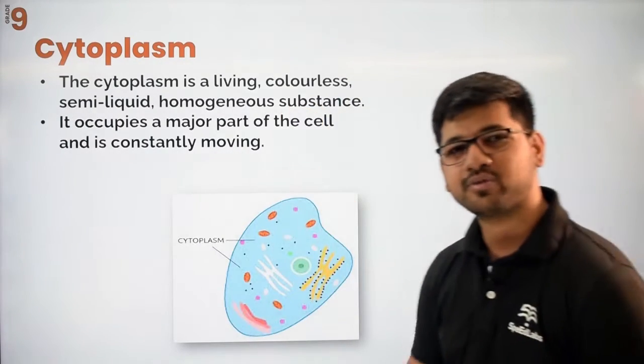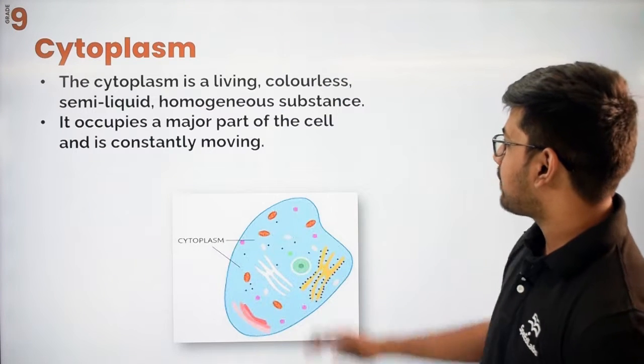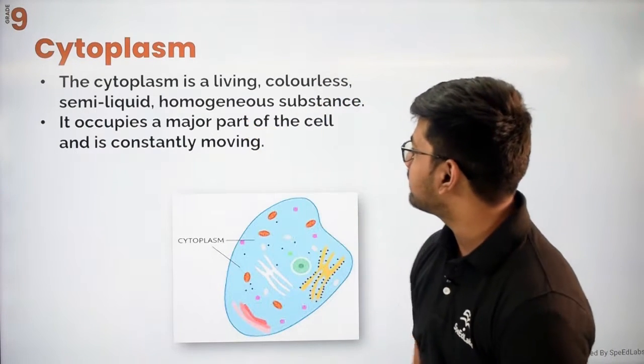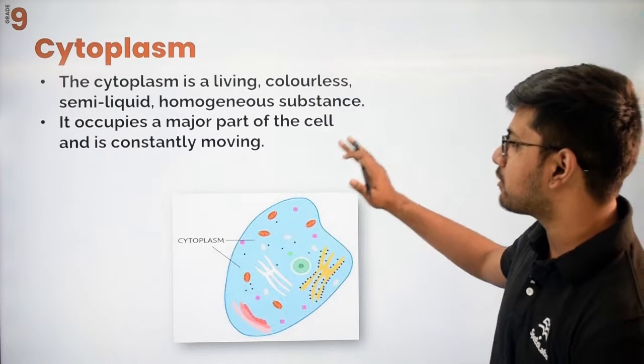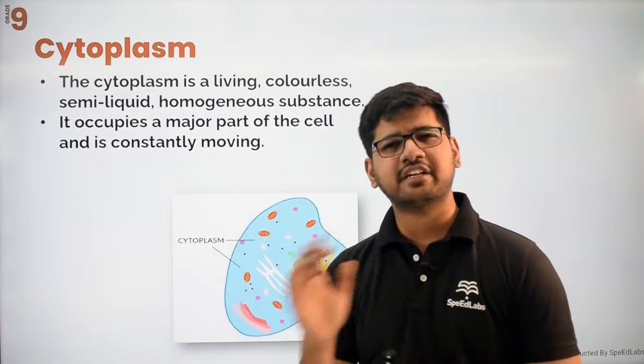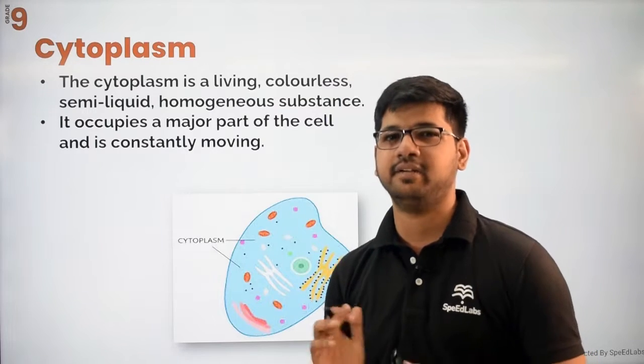So now I talk about the cytoplasm with you. The cytoplasm is a living, colorless, semi-liquid which is homogeneous in nature. It occupies the major part of cells and it is constantly moving. It is not static, it is dynamic.